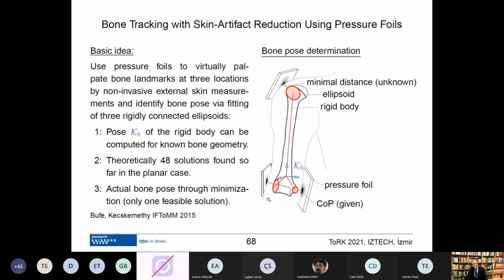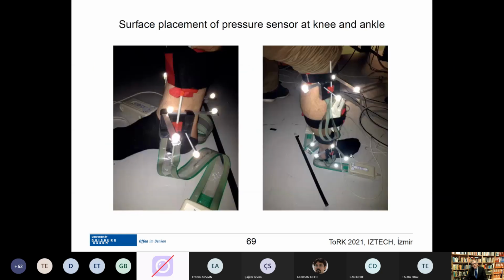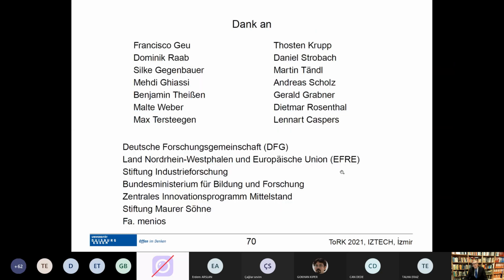And one last thing we found very interesting is to use pressure foils to determine the location of bones within the body. This was done in a PhD. Here, of course, you see more or less a garage version. By using these pressure foils, we were able to determine bone position in sub-millimeter precision, which is much more precise than using skin markers.